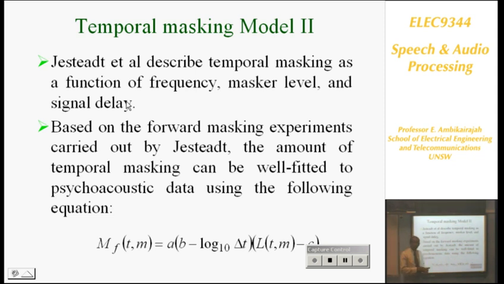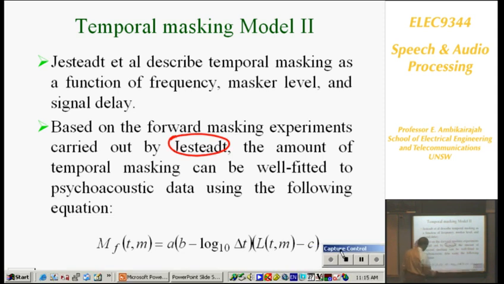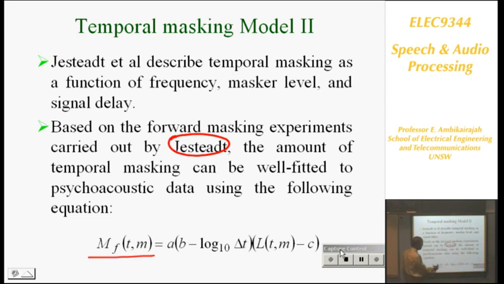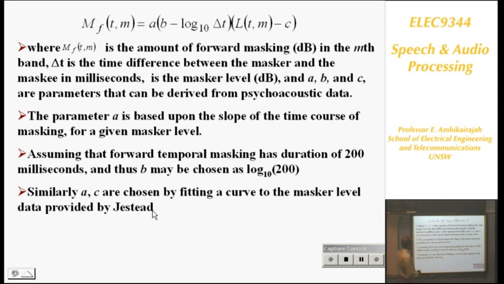There is also a temporal masking model 2 available, by Gestat. He actually did psychoacoustic experiments, and he came up with this model, this value. And this is the masking. It's calculated by constants A, B, and C, and this is actually the duration and the level and all of those. You don't really need to know the formula. You'll be given it, but A, B, C are calculated using his psychoacoustic experiment curves, and you can find out the temporal masking level this way as well, right?